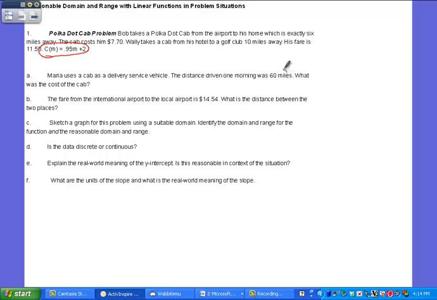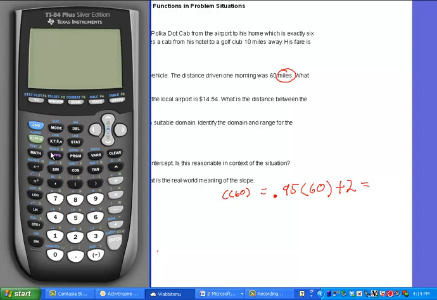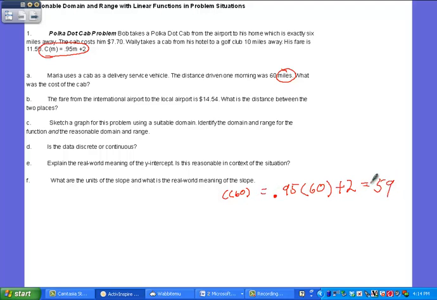And so obviously we have miles, which is going to be the same for our m. So the way I want to figure this out is just take 0.95 and multiply it by the number of miles that I have. So 60 in this case plus 2 is going to equal C of 60, which is a total of, and let's go ahead and find out. So turn on the calculator here. We have 0.95 parentheses 60 and plus 2. And so we get a total of $59, right? So that's what I'm going to put in here, $59.